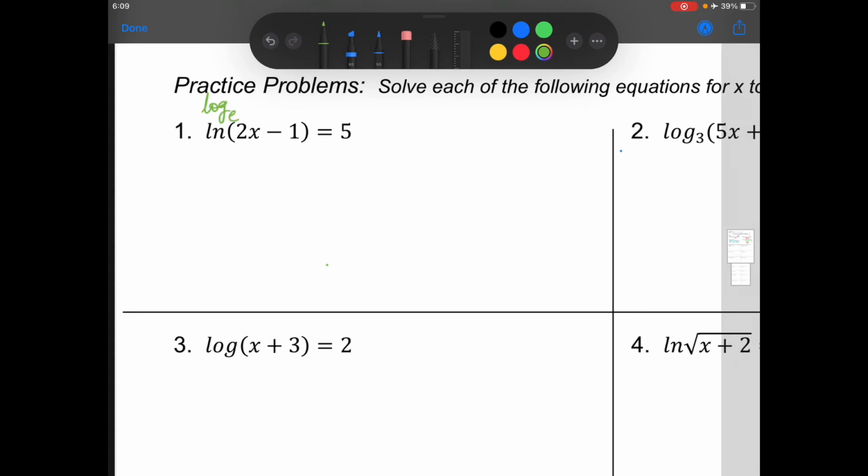So what did we say? If you have log on one side, we convert into exponential form. So what's the base here? e to the fifth equals 2x minus 1. And we are rounding all our answers to the nearest hundredth. Hundredth means 2 decimal places.